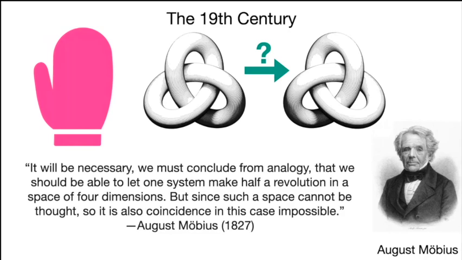And Möbius noticed this in 1827, and he wrote, "It will be necessary, we must conclude from analogy, that we should be able to let one system make half a revolution in a space of four dimensions. But since such a space cannot be thought, so it is also coincidence in this case impossible." So that was the early 19th century. But it turned out this was just the beginning.